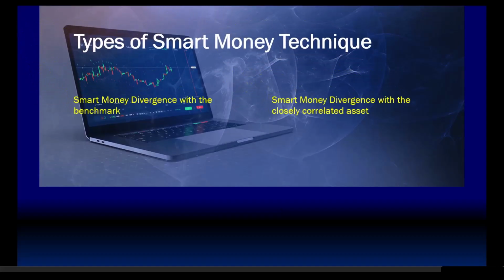Now, types of smart money technique. We have smart money divergence with a benchmark, and we also have the smart money divergence with a closely correlated asset.